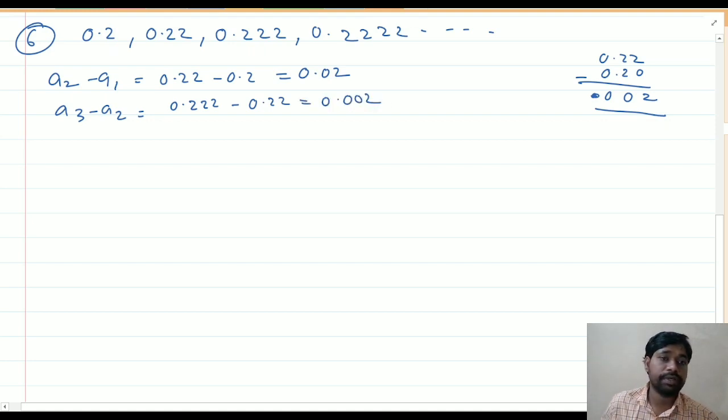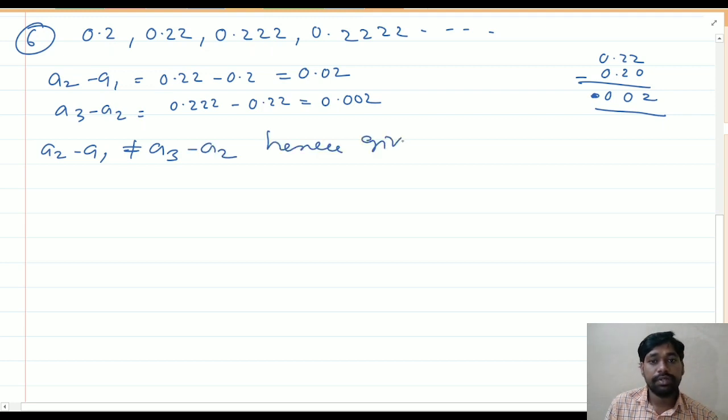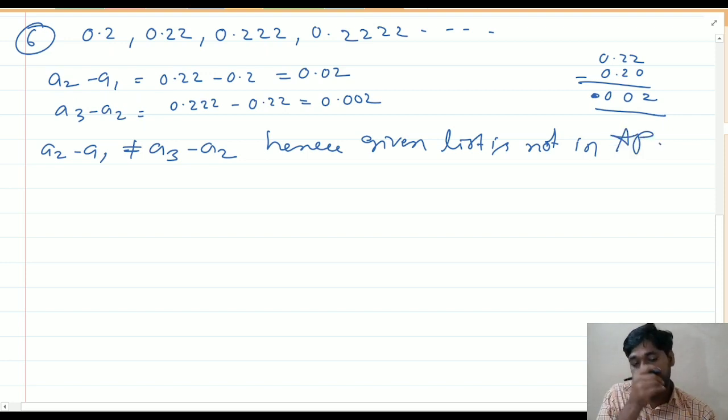So here what happened? A2 minus A1 is not equal to A3 minus A2. Hence, the given list is not an AP. Okay, not an AP, we write arithmetic progression.